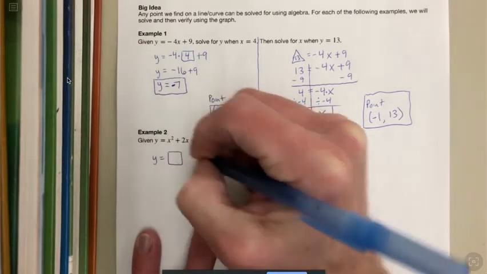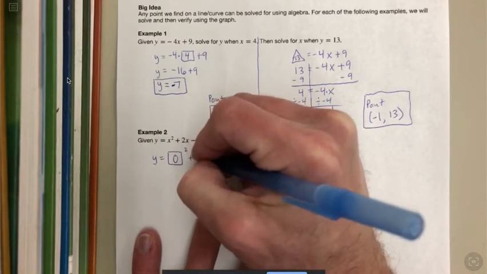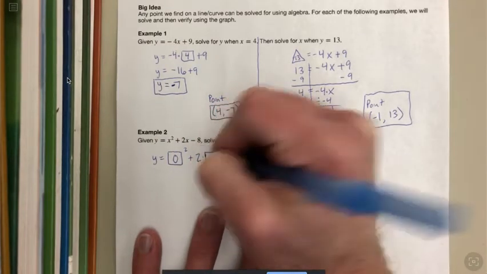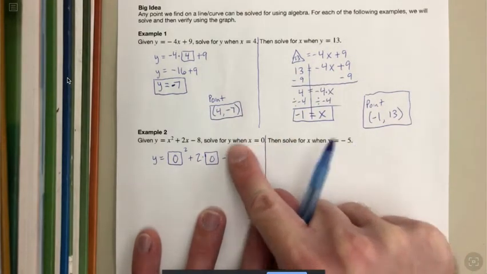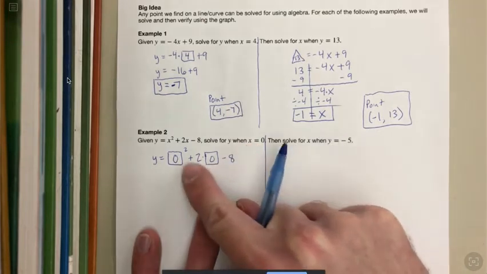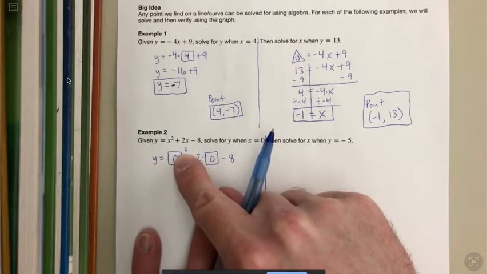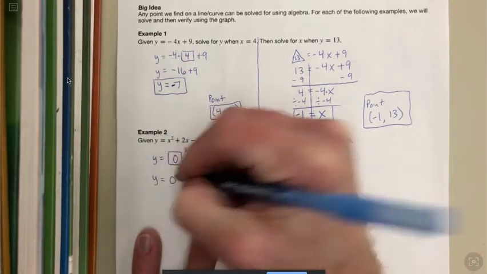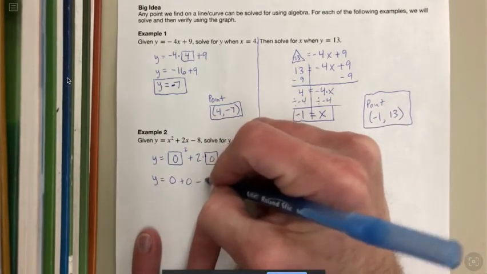It's just now I have to say there's multiple x's. So I just have to put 0 in more than one spot. So once again, I'm saying solve for y when x is 0. We have it. So now I'm just going to simplify. 0 to the second power means 0 times 0. So that's nice. That's just 0. 2 times 0, that's just 0. And then -8.